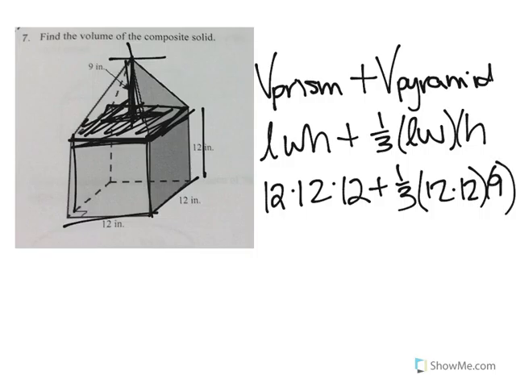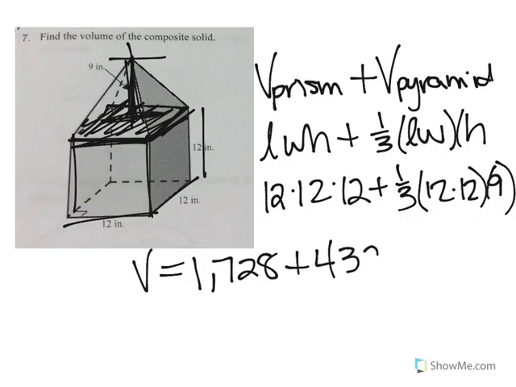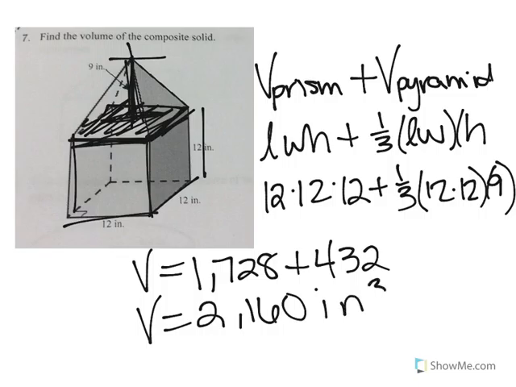So when we plug this into our calculator, we should get, let's see, 1,728 plus 432. So together the total volume is 2,160 inches cubed.